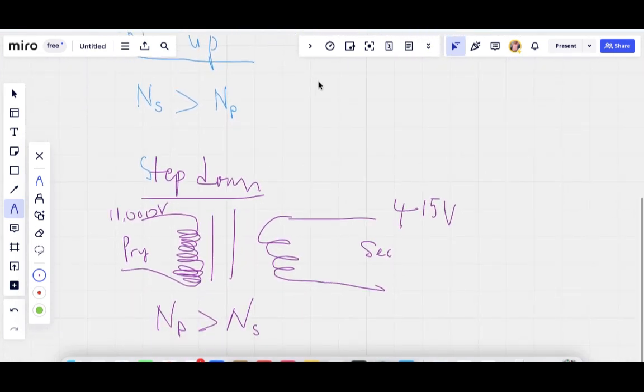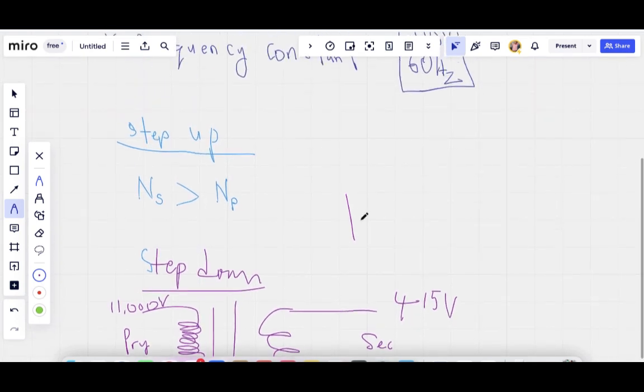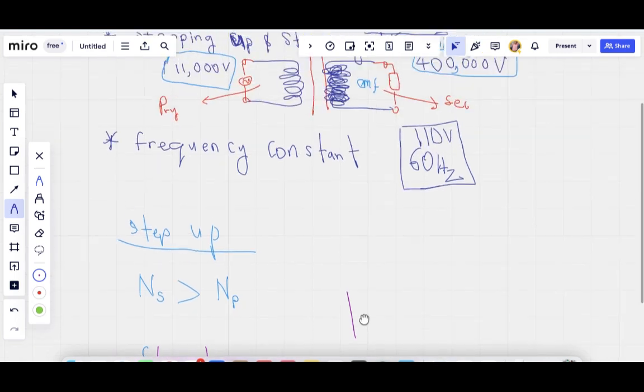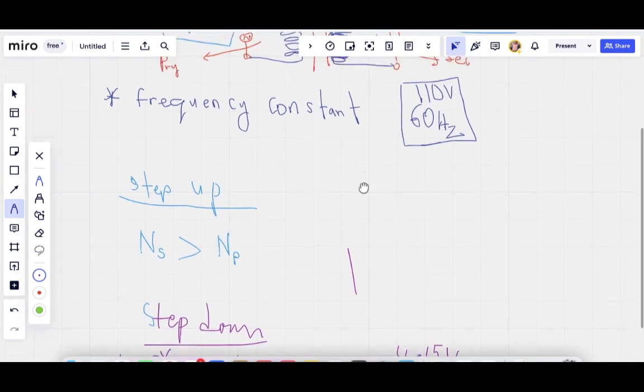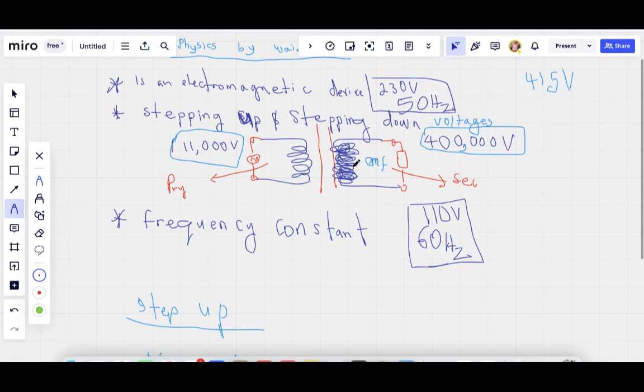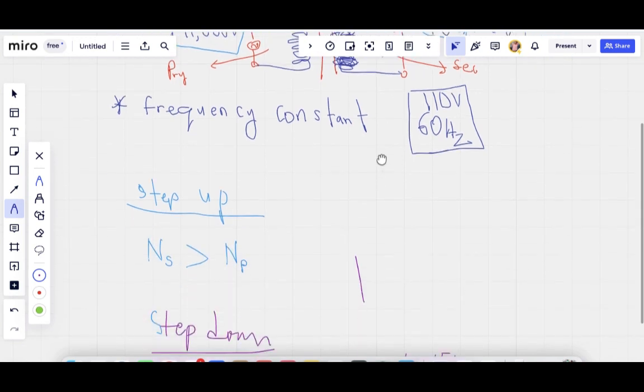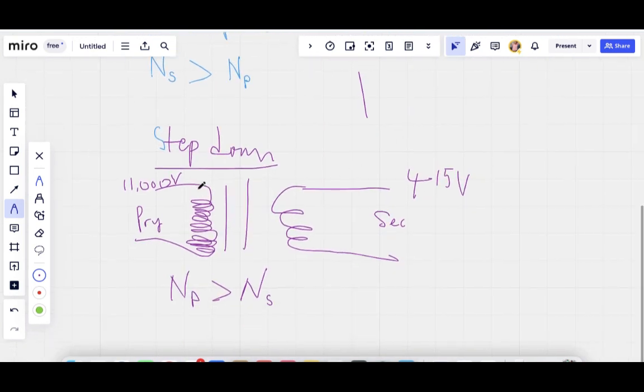You can see the number of turns in the secondary is larger than the number of turns in the primary. That's called step up. You're stepping up. The secondary is bigger than the primary. That's a step up transformer. Therefore, for a step down transformer, the number of turns in the primary is greater than the number of turns in the secondary.